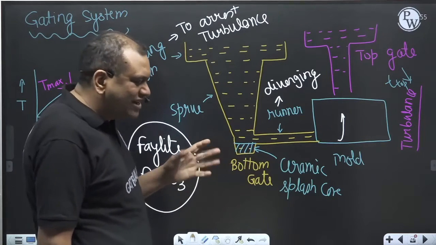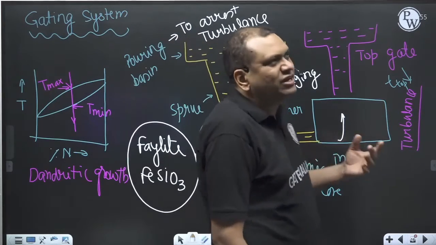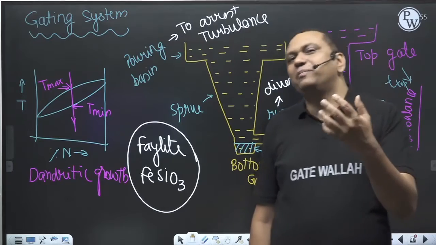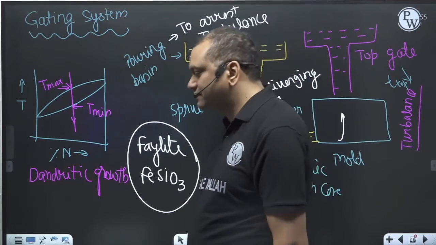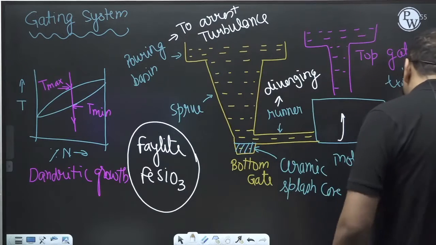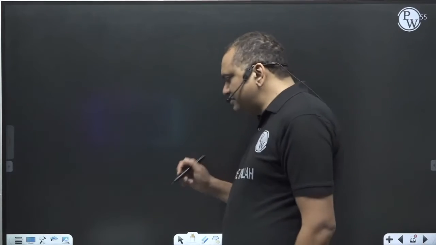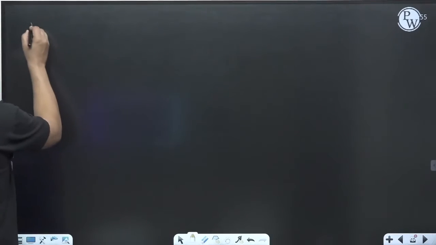So for gate exam, we teach only the two types of gating system, top gating system and the bottom gating system. Other gating systems generally we don't teach, little bit introduction we give in the full course. Now I told you that why we make sprue little taper. Why we make sprue little taper?